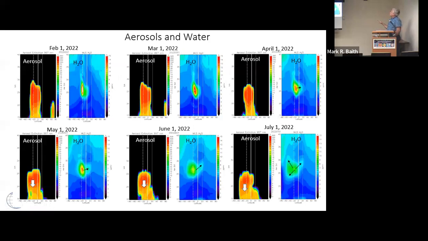So now let's look at the aerosols and water together. Here's the aerosol field, and here's the water field. This is February 1st. This thing at the corner here is polar stratospheric clouds, which are also observed in the aerosol field. And then we see the aerosol plume stuck up here. And this is height. I just have to put the altitudes on there. They're kind of hard to read. This goes from 15 to 40 kilometers, which is what most of my plots do.